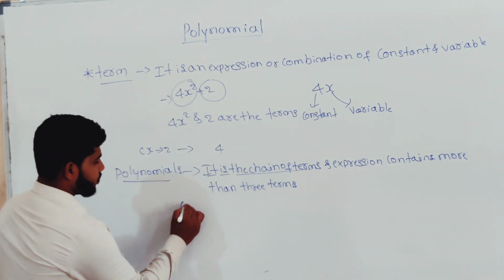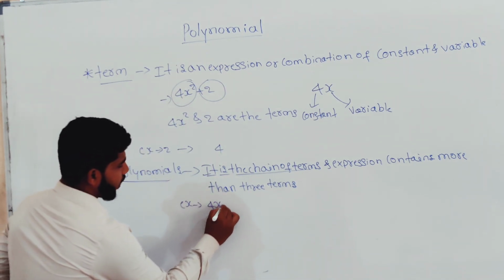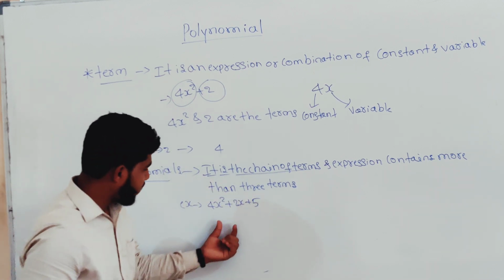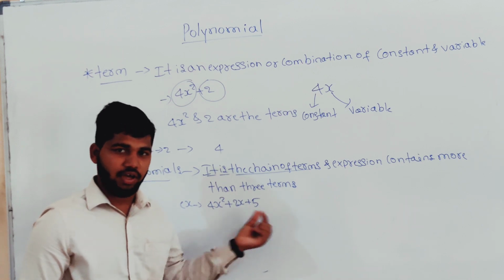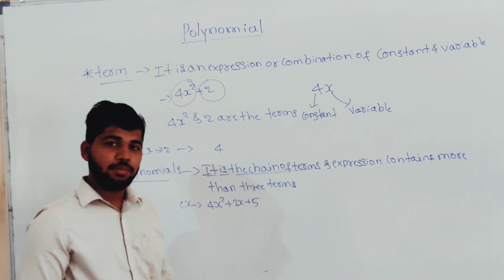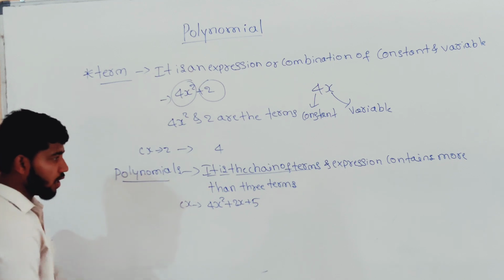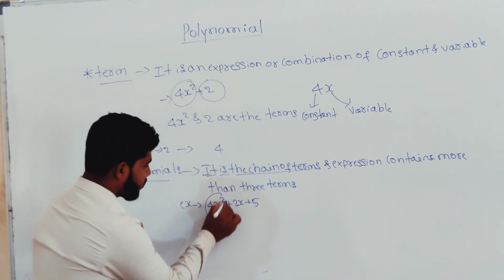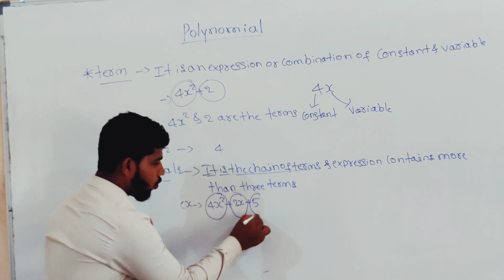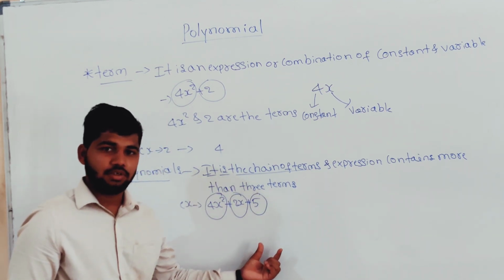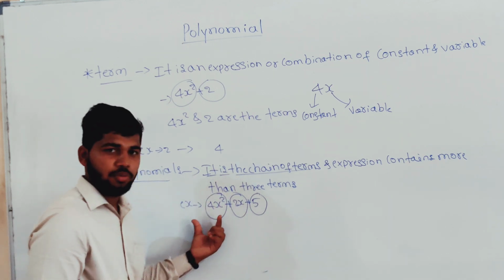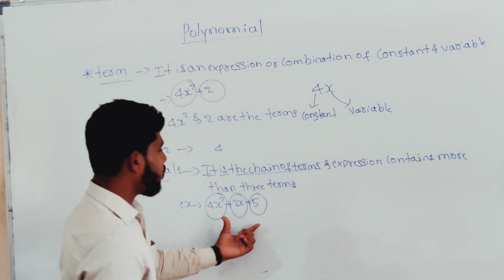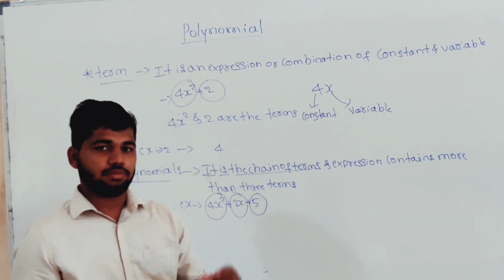Look at the example: 4x square plus 2x plus 5. It is a polynomial. Here it contains a chain of terms. 4x square is one term, 2x is the second term, and 5 is also one term. A chain of terms forms a polynomial, an expression that contains more than 3 terms.